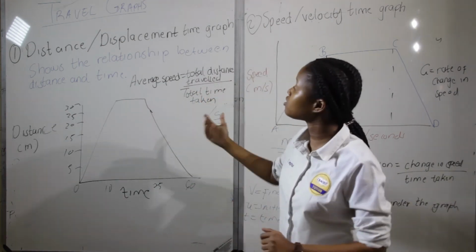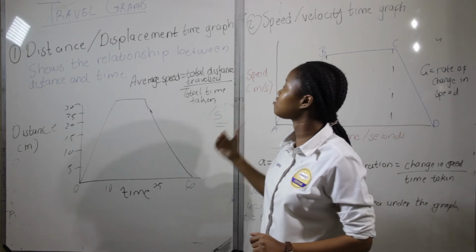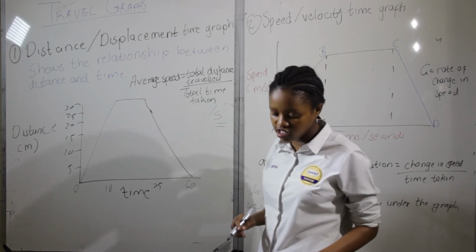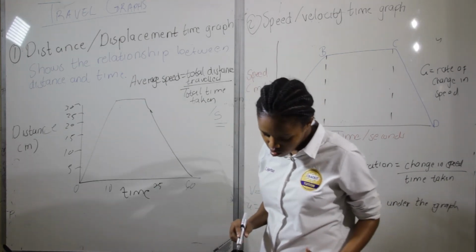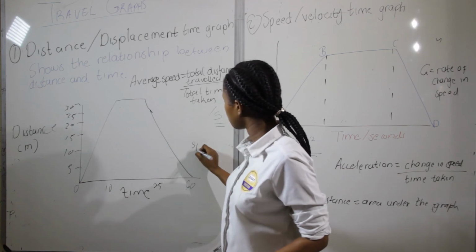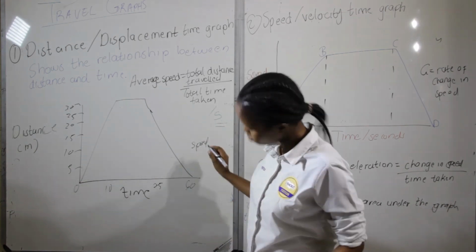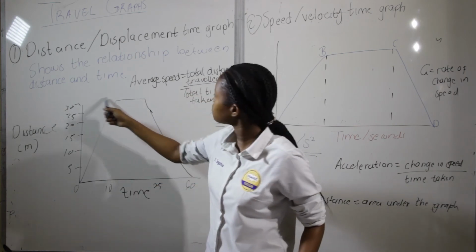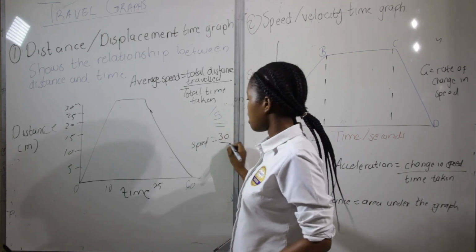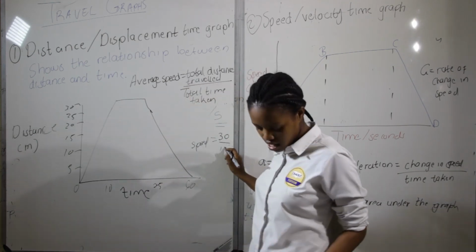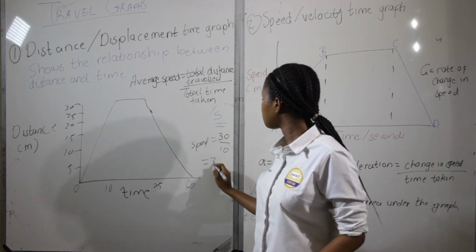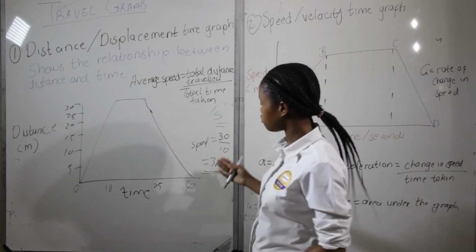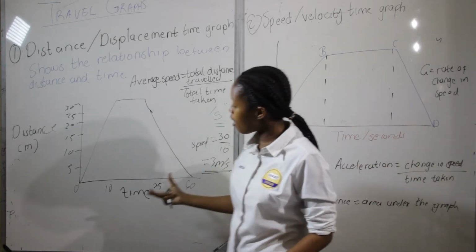Remember what we said speed was? Speed is the total distance traveled over the total time taken. In this case, it doesn't want the average speed, it only wants the speed. So speed is equal to, from 0 to 10, what's your distance there? Your distance is 30, and your time taken is 10. 30 divided by 10 is 3 meters per second. That's how you calculate your speed, given the values you are given.